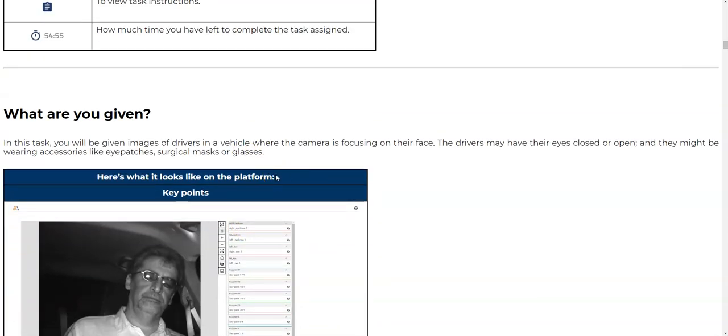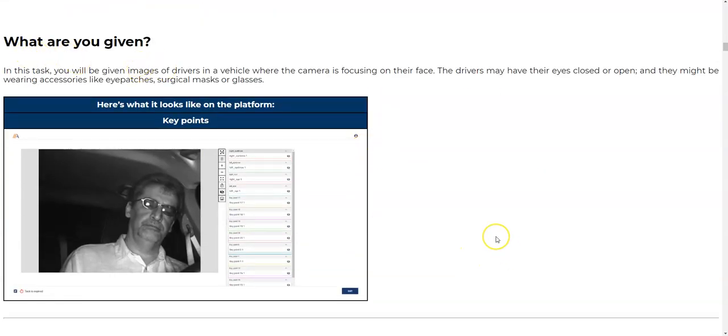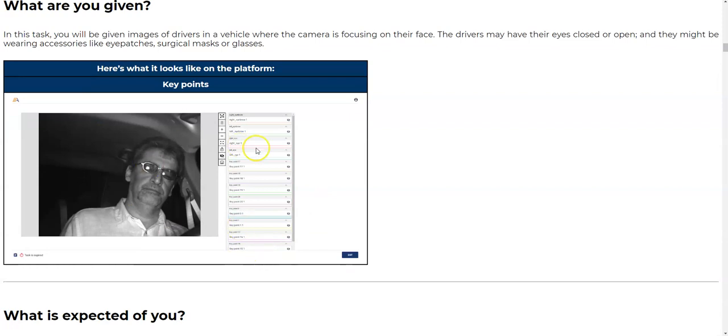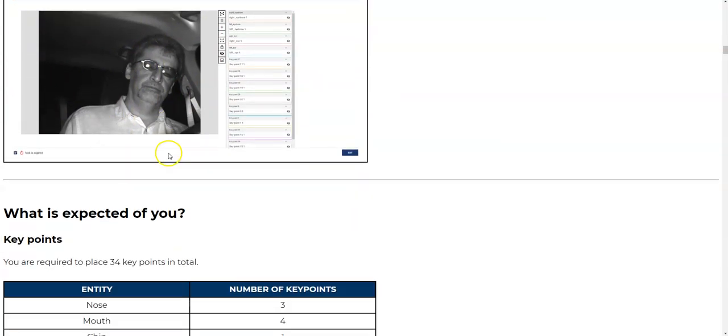What is given to you in this task? You will be given images of drivers in a vehicle where the camera is focusing on their face. The driver may have their eyes closed or open, and they might be wearing accessories like eye patches, surgical mask, or glasses. In the platform, you'll need to annotate the key points for the driver according to the specification.